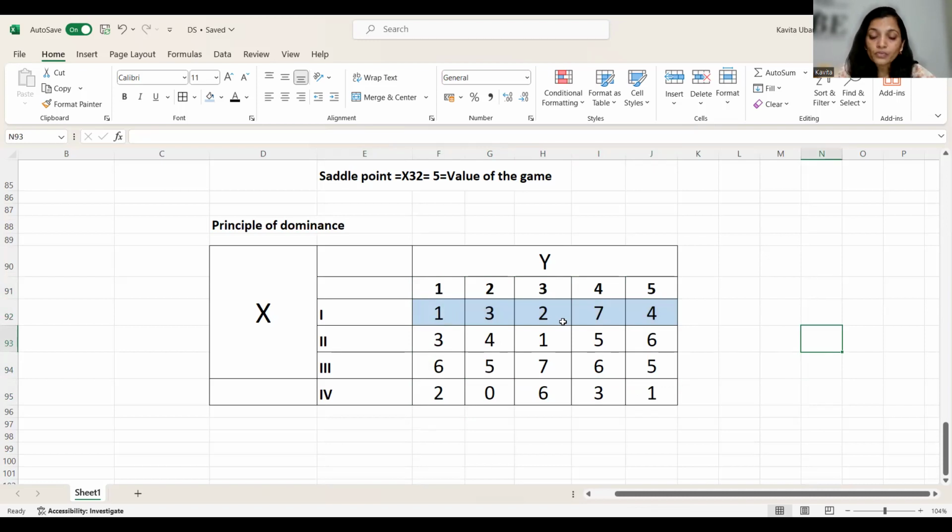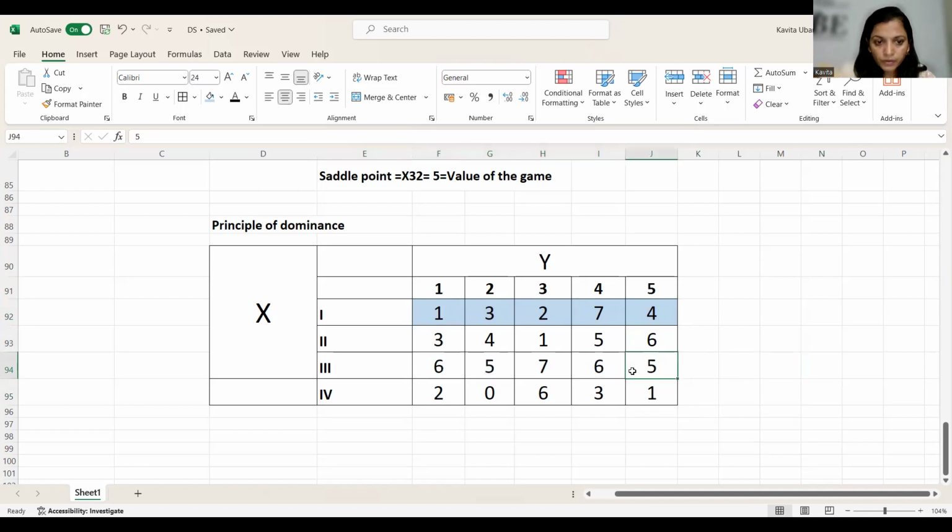But when we apply the column-wise principle of dominance, in that case, the logic will be totally opposite. Okay, so here we are going to compare the first row with the second one, second with the third one, and third one with the fourth one. Here we can see that row 1, we can easily identify here.